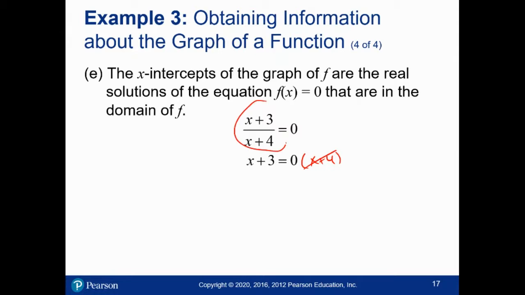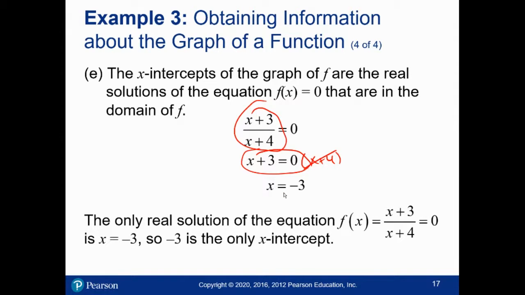Alternately, the way you can approach this is a fraction is 0 only when the numerator is 0. The denominator is irrelevant. If the numerator is 0, the fraction is 0. So x equals minus 3 is my only intercept. So that's the point (negative 3, 0), the only x-intercept.